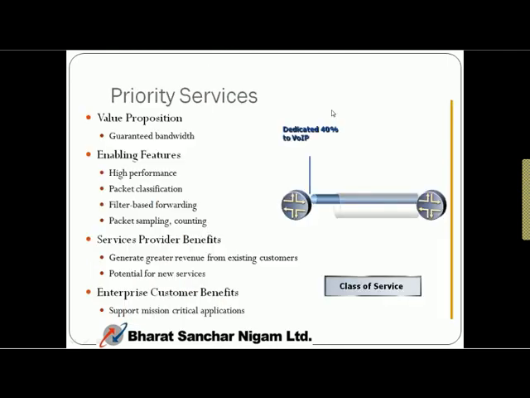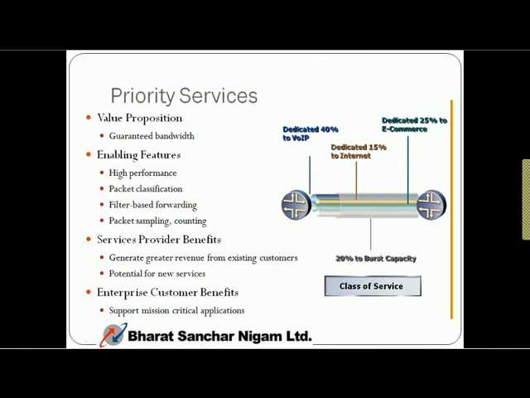And priority, as I said: I want to do voice over IP, always dedicate 40% of my bandwidth to voice over IP. So I have taken, say, 1 MB from the ISP. I want to say, okay, 400 kbps I want to reserve for voice, 15% for my internet, 20% for any bulk capacity, 25% reserved for my e-commerce. So you can do this priority servicing using differentiated services.